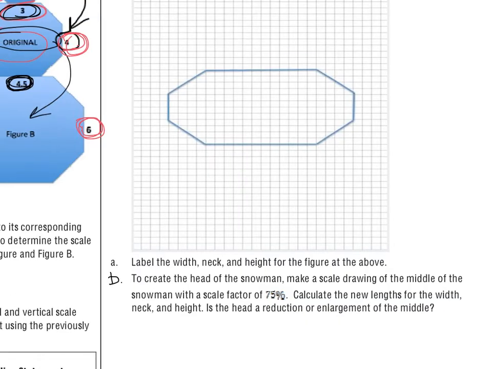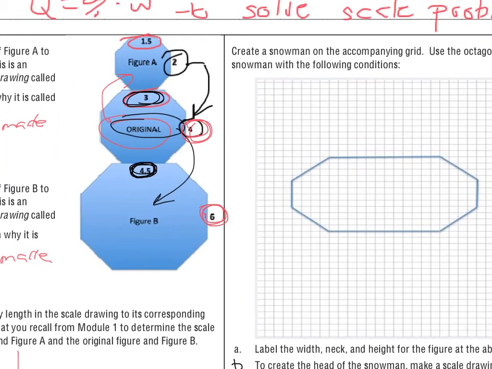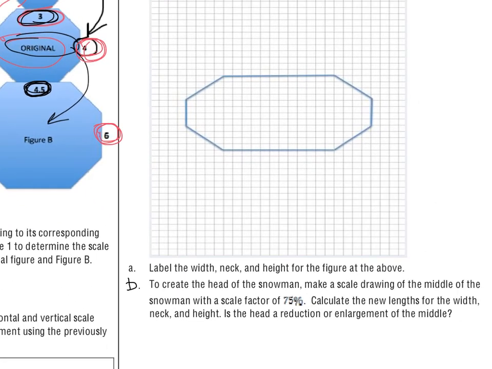Alright, so as we look at the work here, we're going to create a snowman on the accompanying grid, and we're going to be using the octagon below, very similar to this one over here. We're going to be using scales to kind of create the head of the snowman and the bottom of the snowman. So in order to do that, the first thing we're asked to do is we want to label the width, neck, and height of the figure above. So I'm looking for us to match a length for this, a length for it to go all the way across the far end, and to measure the height as well.